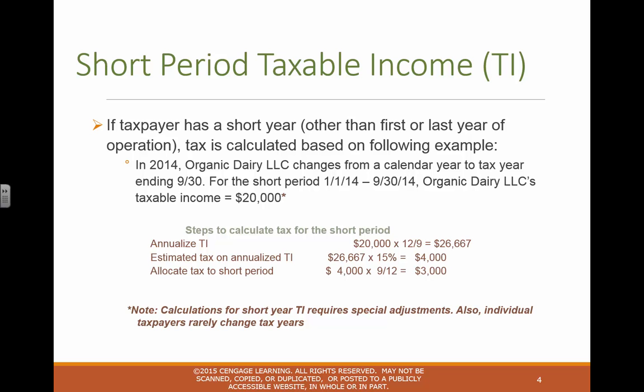You have to estimate the tax on that and then allocate it down to the short period. So basically what I'm doing is I'm taking my income up and annualizing it, figuring out what tax would look like on that full year, and then bringing it back down to the short tax period, and that's what I'm going to have to pay.